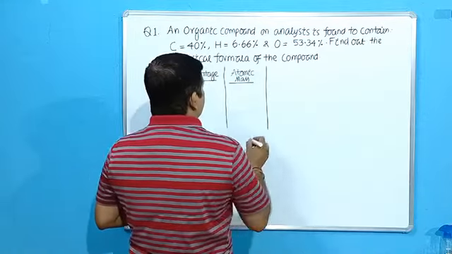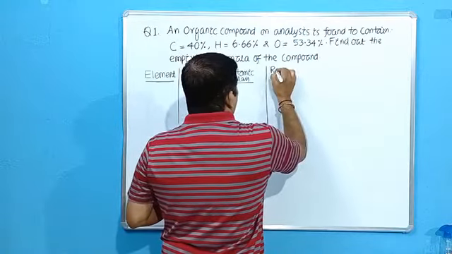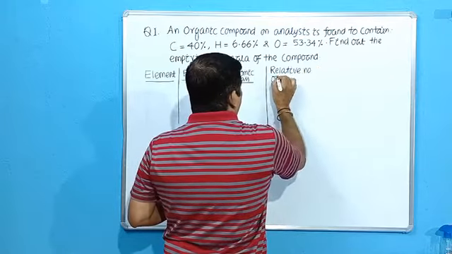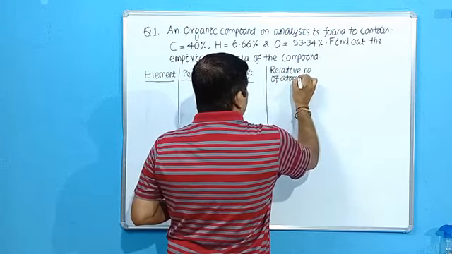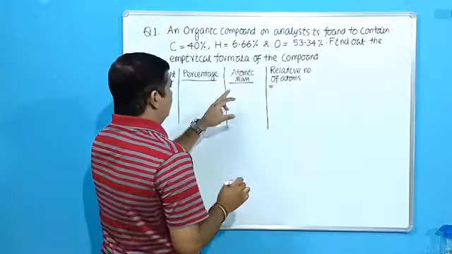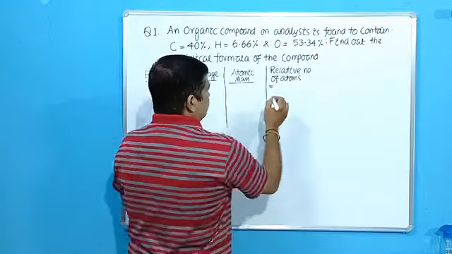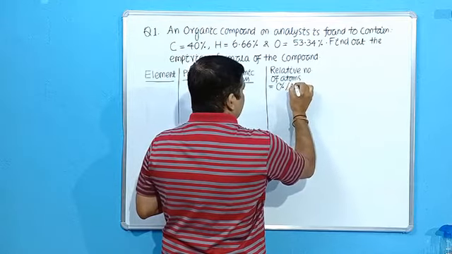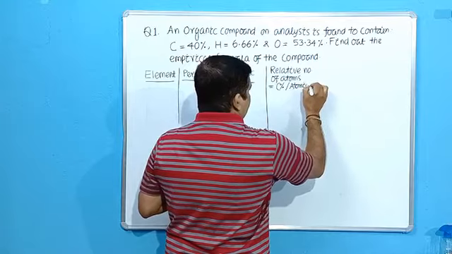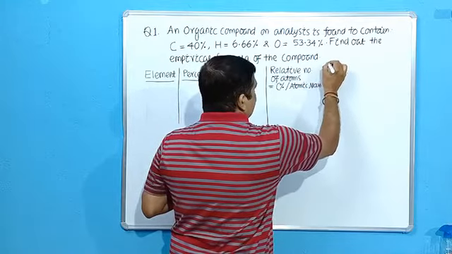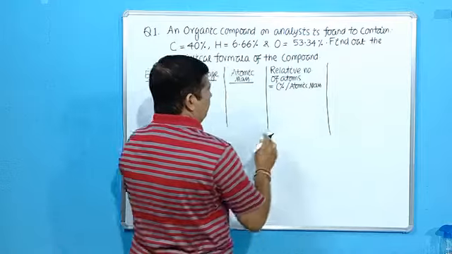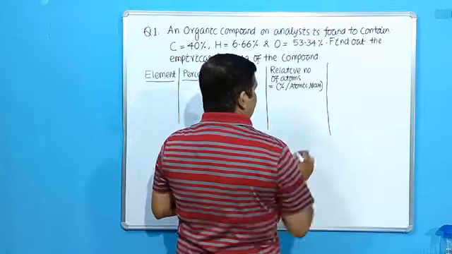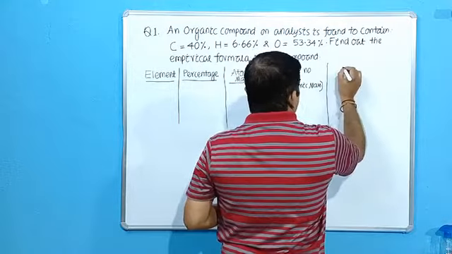This is column 3. Next column: relative number of atoms, which is equal to percentage divided by atomic mass. Remember, this is the formula to calculate the relative number of atoms. Percentage is given to you; divided by atomic mass, it will give you the relative number of atoms. Then the last column will be the simplest ratio.